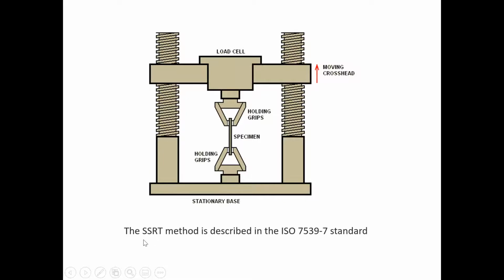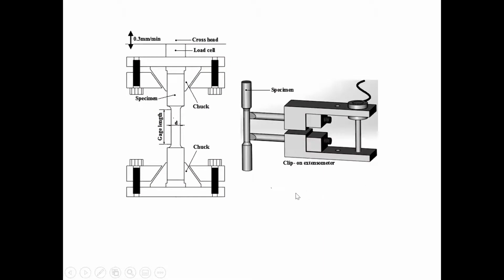And this is a slow strain rate test method described in ISO standard 7539-7. So you have to get used to these numbers. And if you become an expert, you'll just simply refer to that standard if that's what you're following. And here's the sample again. Here's the clip-on extensometer that's measuring the stretching of the sample. In other words, what we call the elongation.